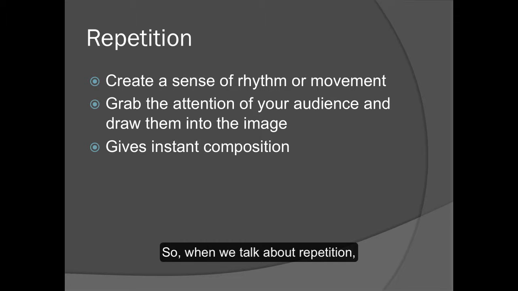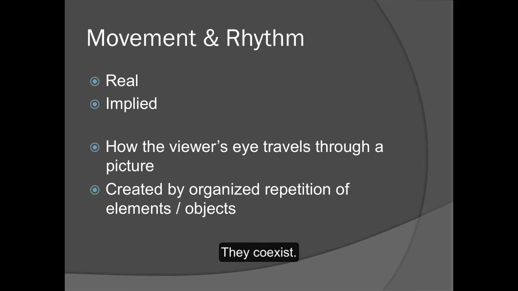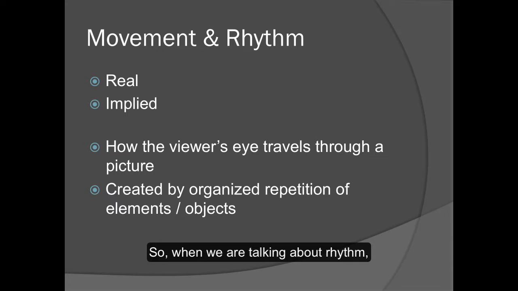So when we talk about repetition, it goes hand in hand with movement and rhythm. They coexist. When we are talking about rhythm, it's the regular repeating occurrence of elements in the photograph. It's that repetition of similar shapes that sets up the rhythm, and then it makes that whole composition easier. It makes it more enjoyable. And it's just an interesting way that we can use this element in our photography.